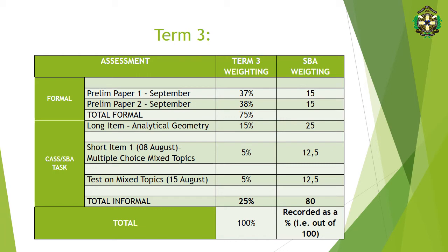So the paper 1 prelim exam counts 38 towards the report, and 15 marks will count towards the SBA. Paper 2 is also 38, and 15 marks towards the SBA.